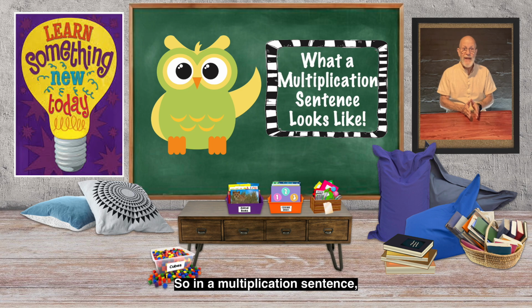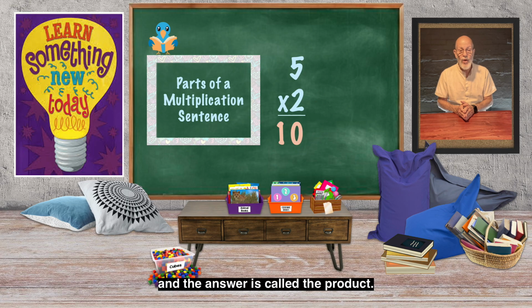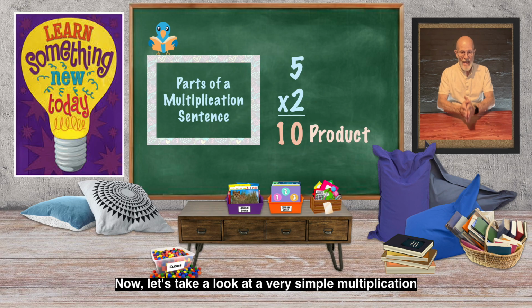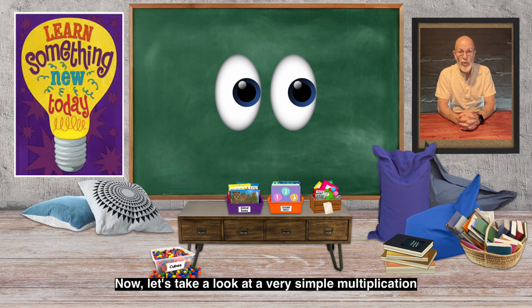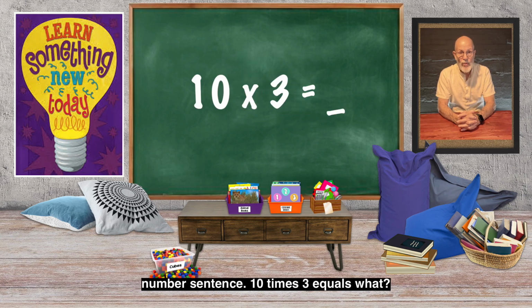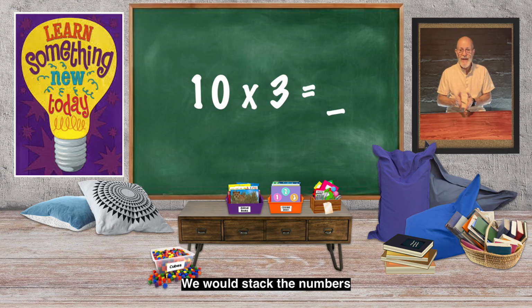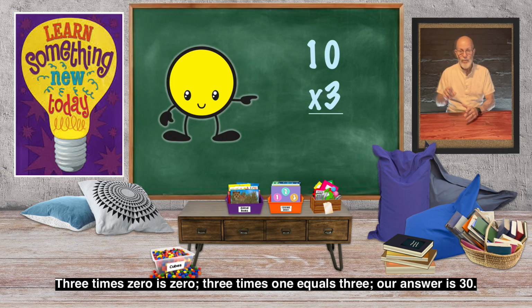In a multiplication sentence, the numbers we multiply together are called the factors, and the answer is called the product. Now, let's take a look at a very simple multiplication number sentence. 10 times 3 equals what? We know the normal way of doing this. We would stack the numbers. 3 times 0 is 0, 3 times 1 equals 3, our answer is 30.